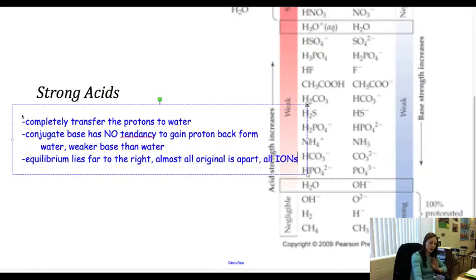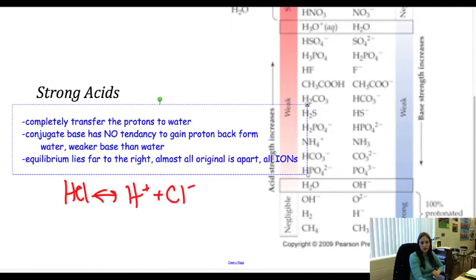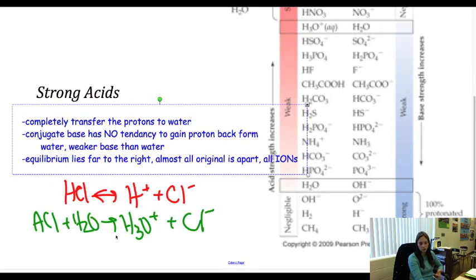So for example, if I have something like HCl, it's going to fall apart into H plus and Cl minus. I could also write that, as a side note, as HCl plus water yielding H3O plus and Cl minus. We just tend to ignore the water. Either way is fine. What this means here is that this HCl is pretty much all going to fall apart and go to the right.